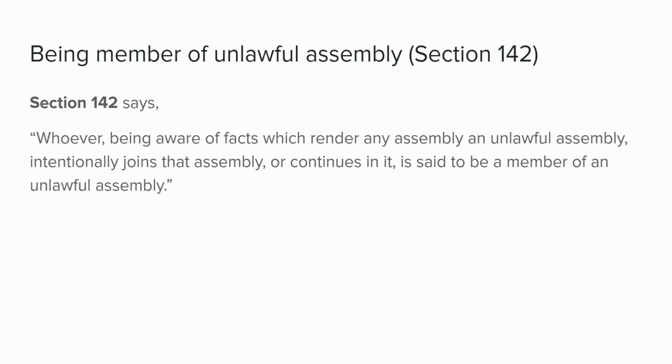Now what does this section say? This section says that any person who knows all the facts, that the common objective of that group is to commit, for example, any mischief or criminal trespass, or to compel any person to take or obtain any property, and still intentionally joins that particular group or assembly and continues to remain in that group, is said to be a member of an unlawful assembly.